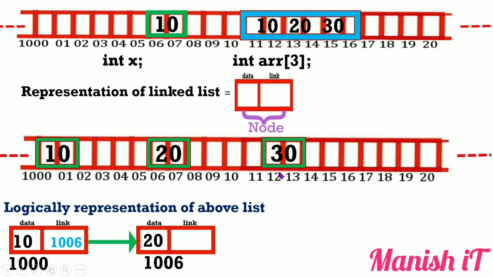Next we have another data item. We have to represent it logically. After the logical representation, its base address is 1012. Then similarly we follow the same rule: we store this address value in the link part. Whenever we store this base address in the link area, it connects to 30 and is correlated to 30. See how it looks.